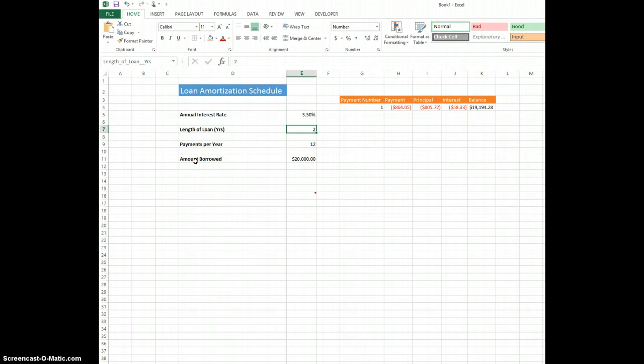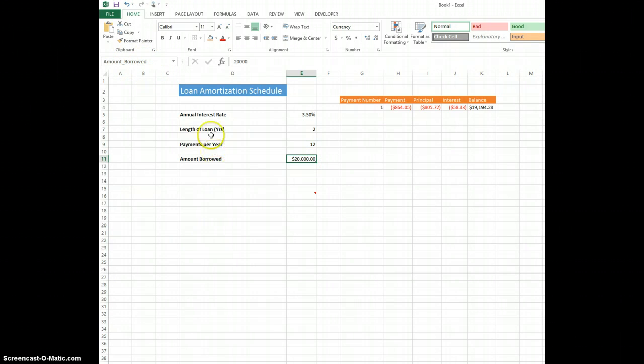Okay, so what I've done to make the calculations easier and to basically do away with the need to have absolute values is to put defined names in for these. And you can see that that's the length of the loan years, that's the payments per year, and there's the amount borrowed, written up here.